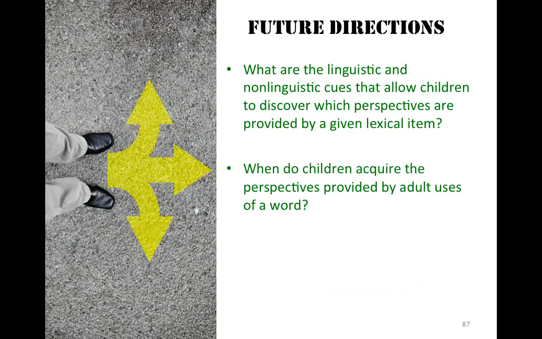Other questions that we hope to address are ones that ask, what are the linguistic and non-linguistic cues that allow children to discover which perspectives are provided by a given lexical item? And also, when do children acquire the perspectives provided by the adult uses of a word? My own suspicion is that those are there from the earliest stages of lexical development, but of course, this is an empirical question.